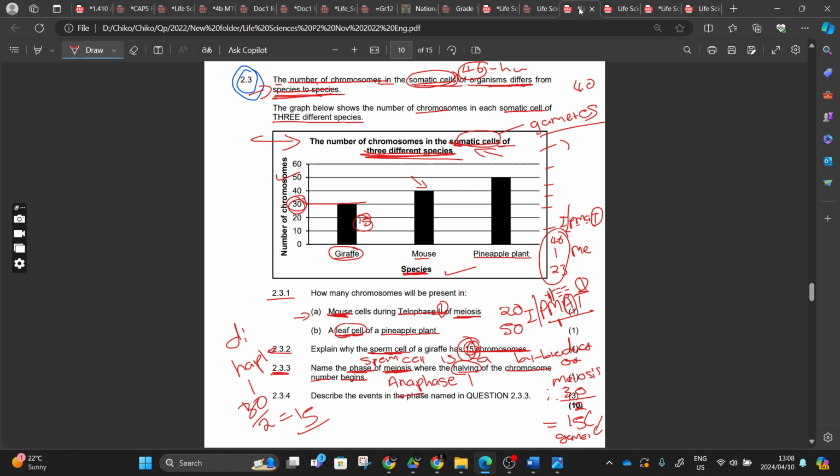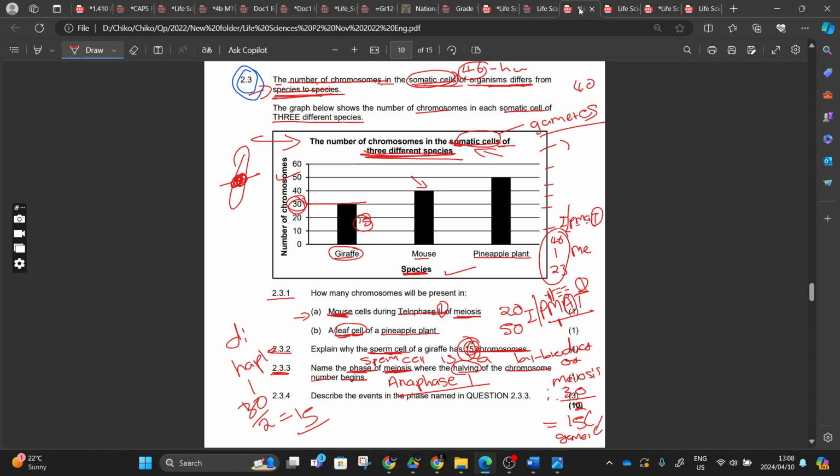Anaphase 1, right? So this will be anaphase 1, because if you just say anaphase, you are wrong. With meiosis, you have to say meiosis 1 or meiosis 2. If you say meiosis 2, you will be wrong, because during that time the chromosomes don't halve, the centromere does, right? The centromere, those things between the chromosomes. This is what they divide in meta. Yes, you did that in term 1.